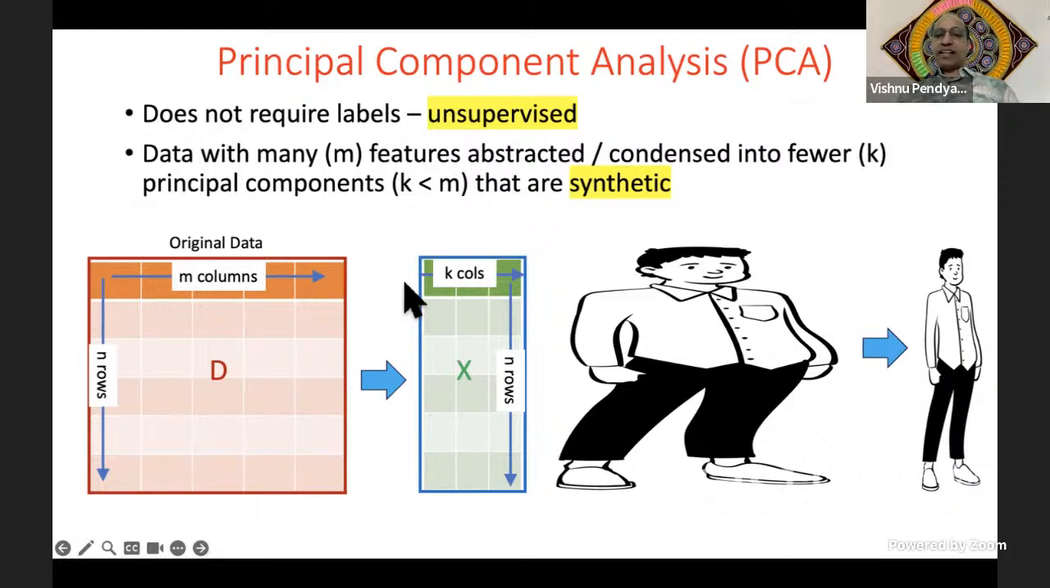One great analogy is on the right-hand side, that's weight loss, right? When a person loses weight, he or she typically does not lose height, right? It's only the weight loss. Same thing with the data set. The number of rows will remain the same, but the number of columns will reduce.